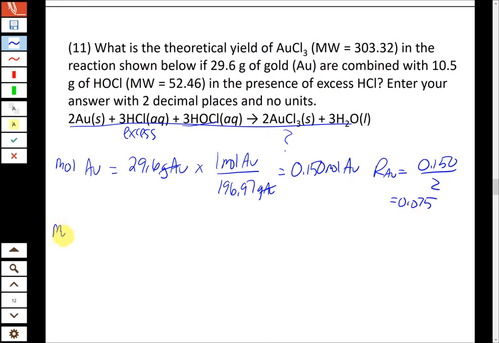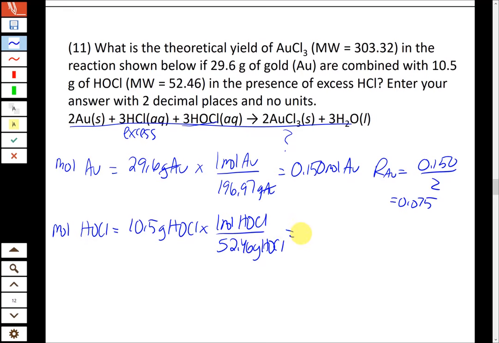Then we're going to do the same thing for the other reactant where we're given the exact amount of it, which is HOCl. All right, so we have 10.5 grams of that substance. And we're going to divide by its given molar mass of 52.46. And that number, is that 0.2? Yeah, it should be 0.2, right? We're very close to that. Yeah, it is 0.2. Okay. I didn't write that number down, but I think that's right. All right, so we have 0.200 moles of that.